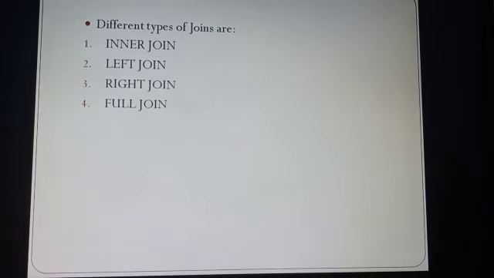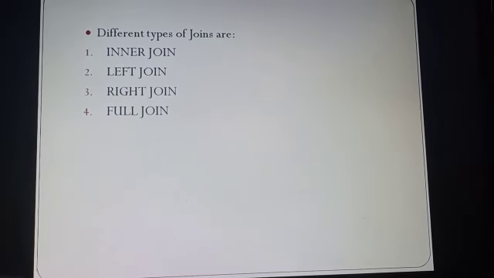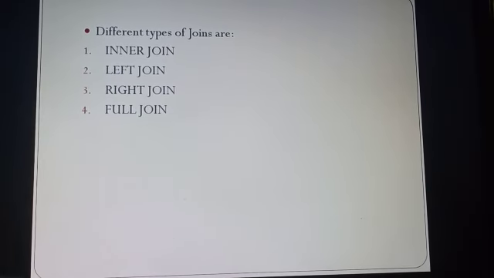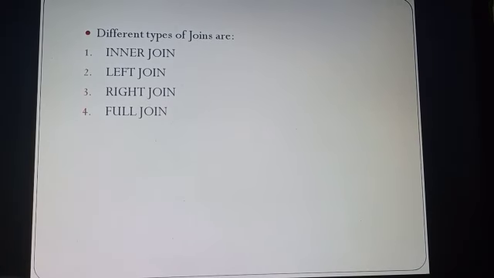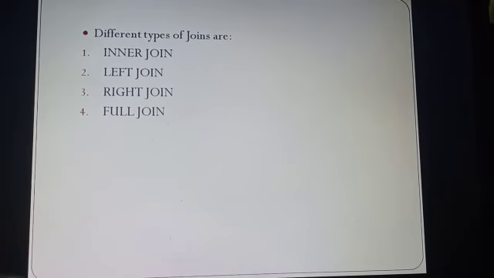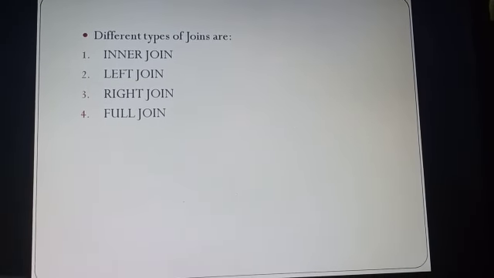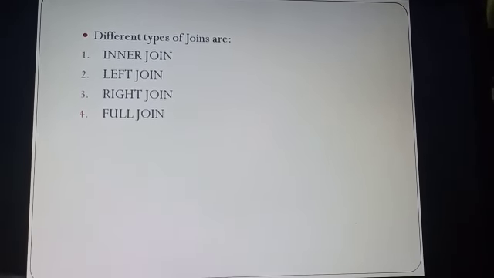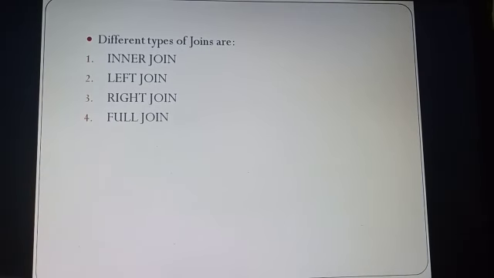Next is types of joins. There are 4 types of joins. First is inner join, next left join, third is right join, and last is full join. So let's discuss one by one each command.